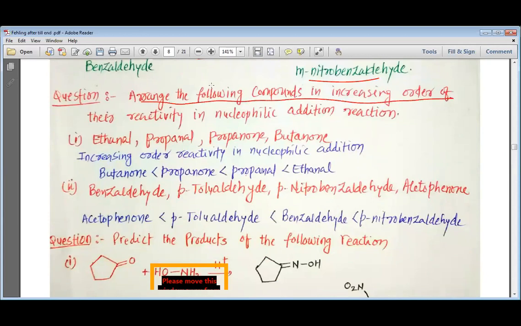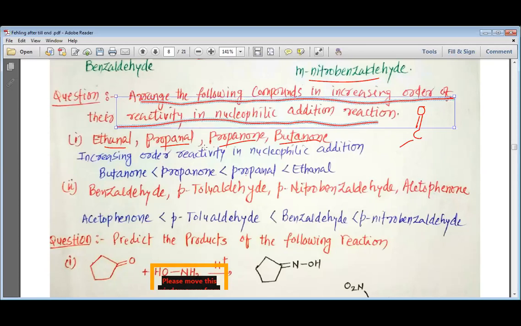Arrange the following compounds in the increasing order of their reactivity in nucleophilic addition reaction. My dear students, we have already studied that for the nucleophilic addition reaction, the aldehydes are more reactive as compared to the ketones. So you can see here ethanal, which is an aldehyde, propanal, which is an aldehyde, propanone, which is a ketone, and butanone, which is a ketone. The more carbon groups bonded to the carbonyl group decrease its reactivity, and that is why butanone will be the least reactive, whereas ethanal is the most reactive, and we can arrange them in increasing order as such.